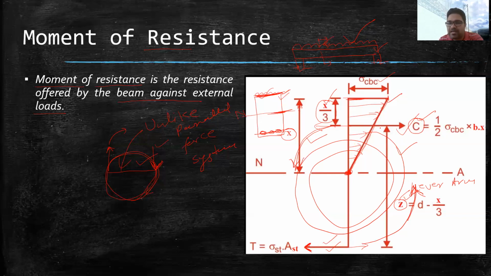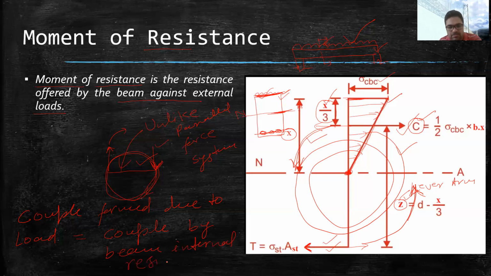So now we can say that if we want our beam to be in equilibrium, then we will say that the couple formed due to load or external load should be equal to the couple by beam resistance, beam internal resistance. So both are equal. So now how do we find out this couple?